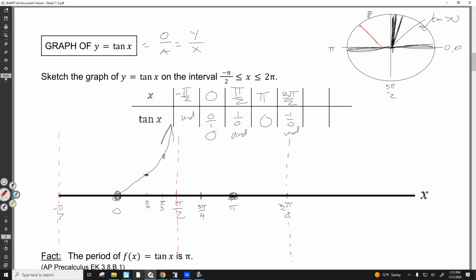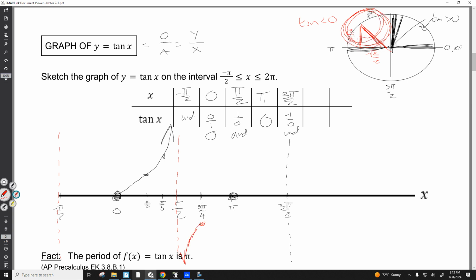3 pi over 4. Oh. -1, guys. -1. Now tell me, am I going to be coming from positive infinity or negative infinity? Why? In the second quadrant, what's your tangent value? Negative, because you got a negative x and a positive y. So it makes sense we will be approaching negative infinity.